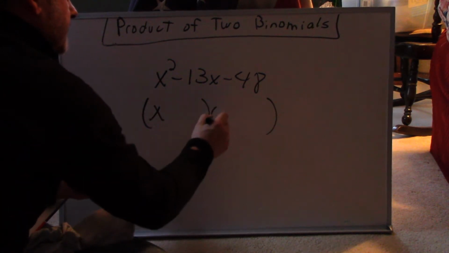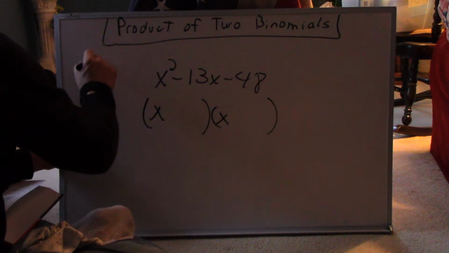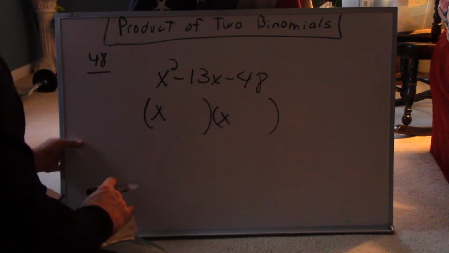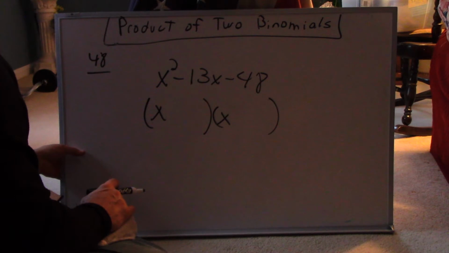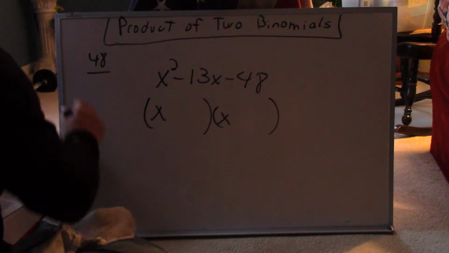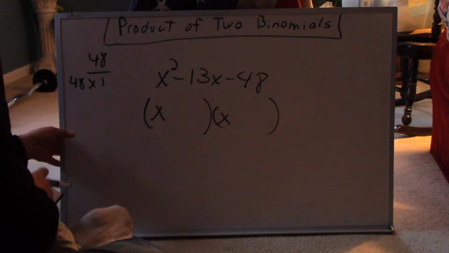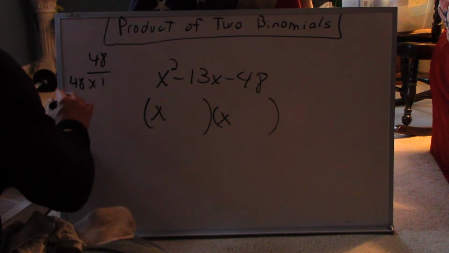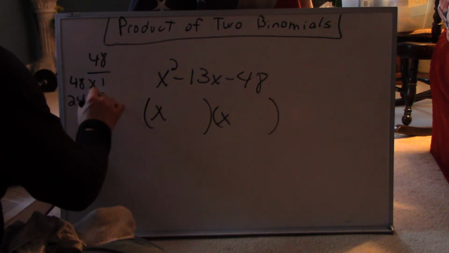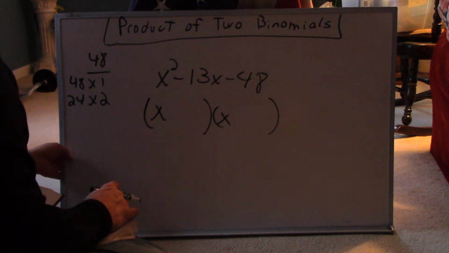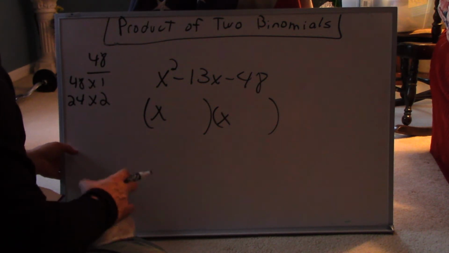What are the factors of 48? I'm sorry about this bouncing board, but this is the best I could do right now. What are the factors of 48 that if I add or subtract will give me a 13? Well, 48 times 1. And then if I divide 48 in half, I get 24 times 2. What else? What else goes into 48? Let's look.